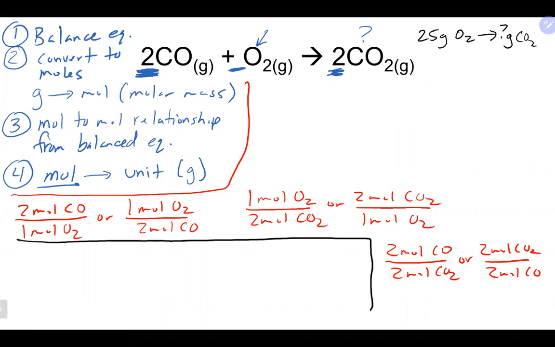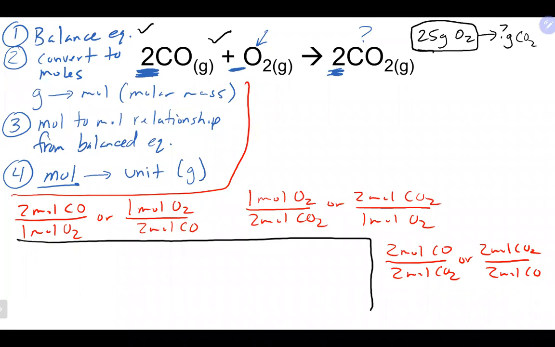So if we follow our steps here, the first step is to make sure our equation is balanced. So we're good. We do have our equation that's balanced. The next thing that we want to do is take whatever they gave us and convert it to moles. Do I need to do that in this case? That is 25 grams of O2. Do I need to convert that to moles? I do. It's not in moles, right? So that is grams that need to be converted to moles.